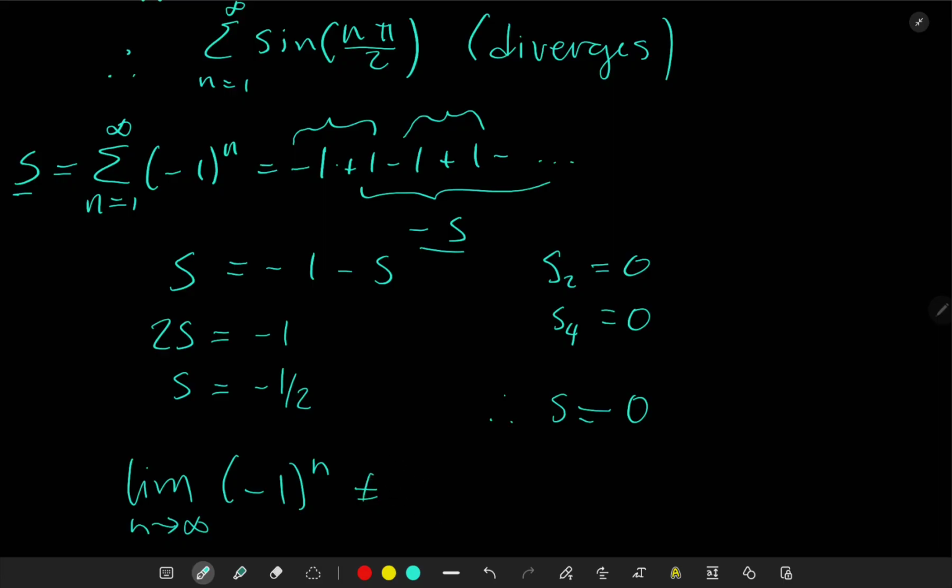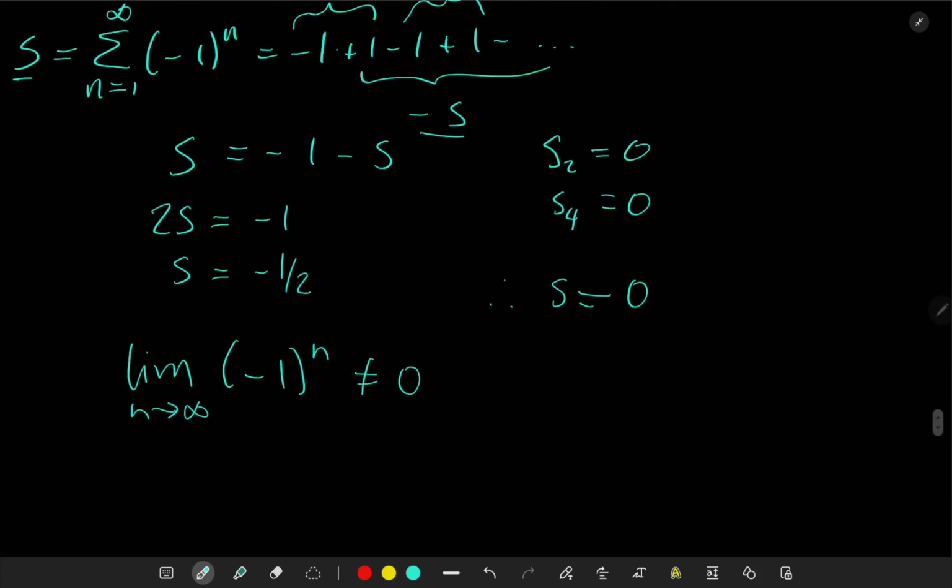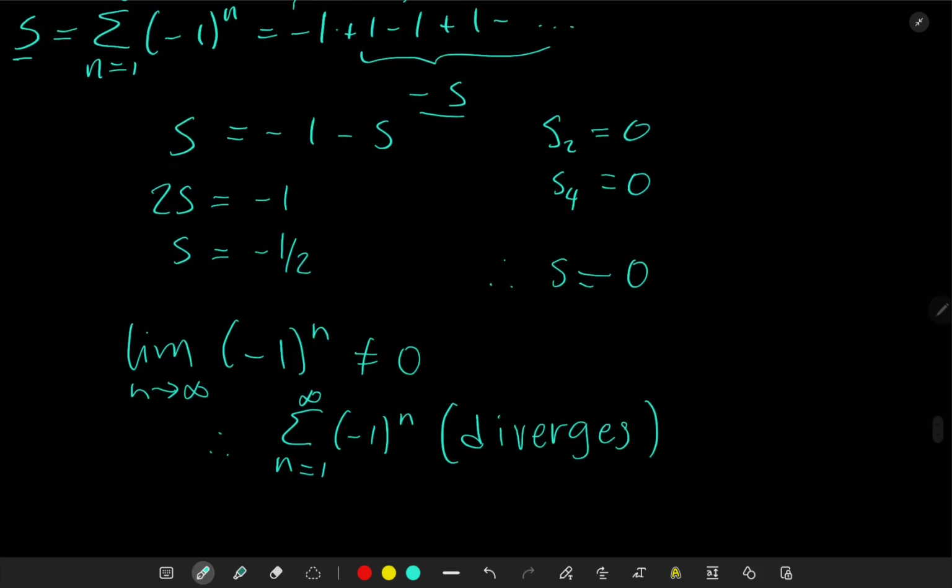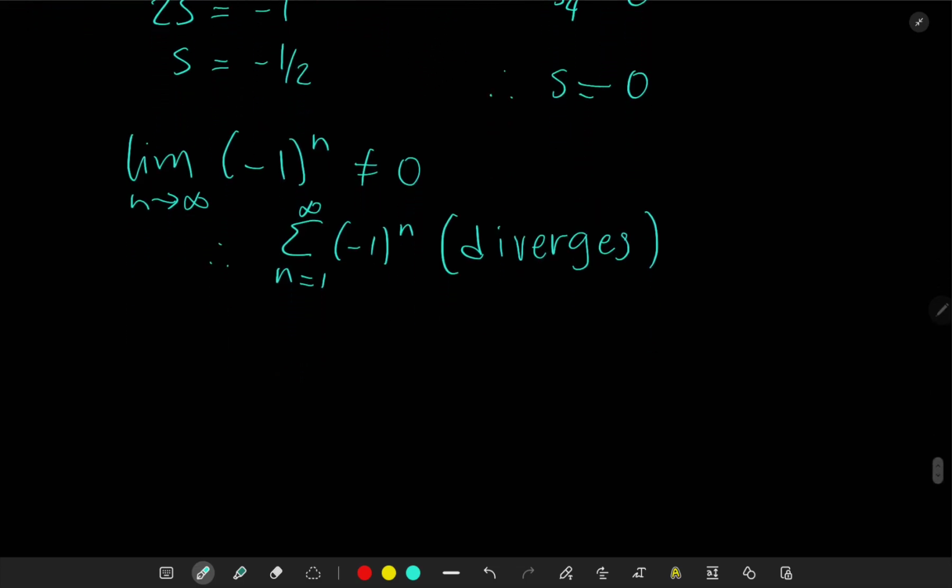For us, if we were asked about the convergence of this one in particular, the limit is not equal to 0, because the terms are oscillating between negative 1 and 1. Therefore, the series diverges. Now, if I have a limit that gives me 0, please, please, please do not write that it converges. That is not sufficient. That is a necessary condition, but it is not a sufficient condition.